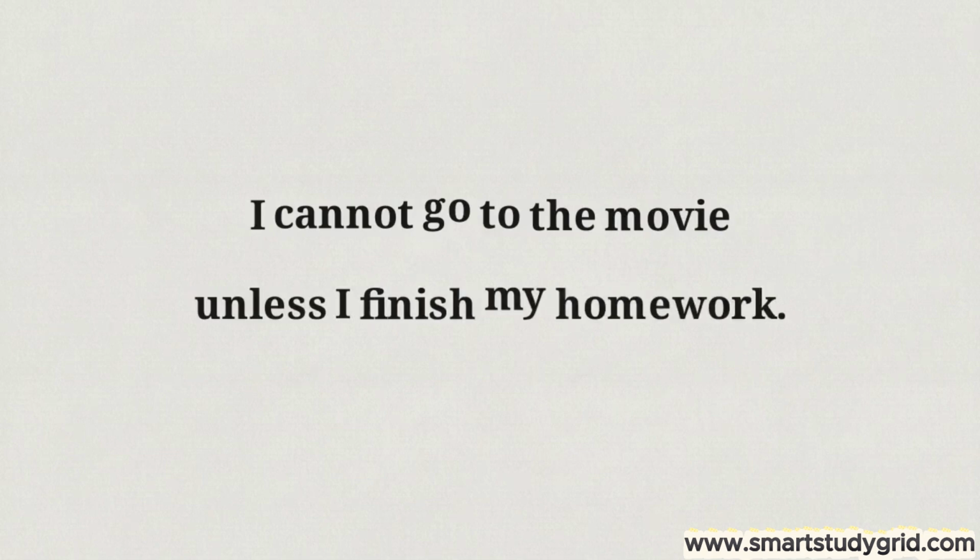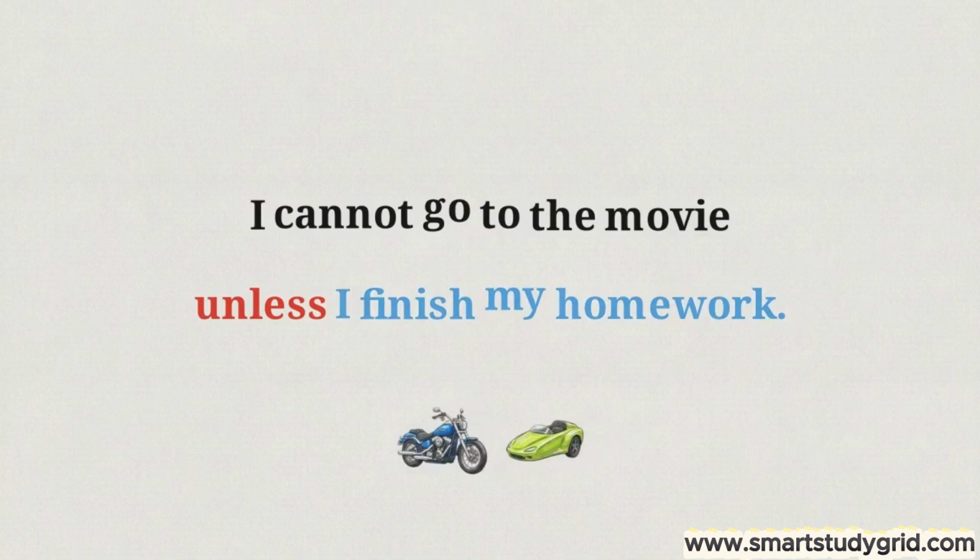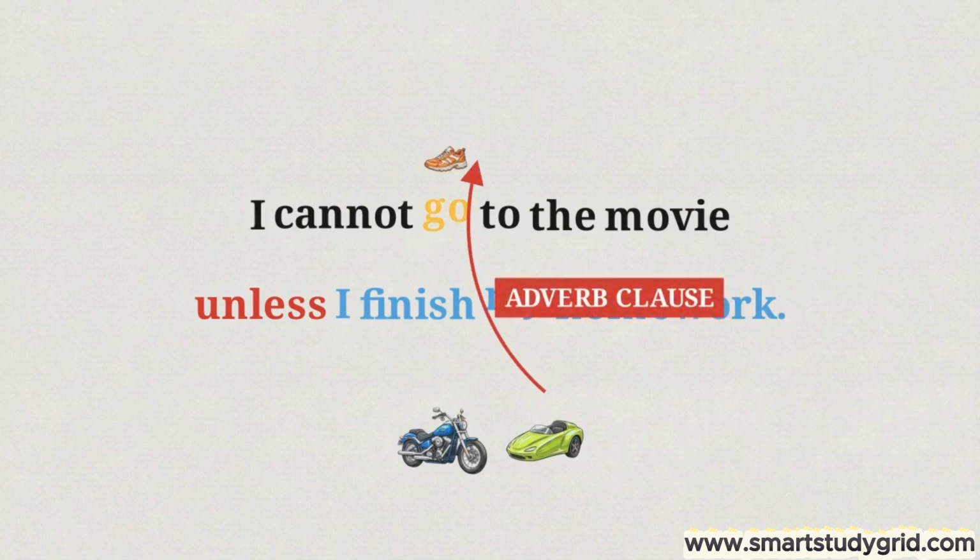Now it's your turn. Pause the video and look at this sentence. I cannot go to the movie unless I finish my homework. Identify the dependent clause, its type, and the exact word it modifies. The dependent clause starts with the connector word unless. Unless I finish my homework sets a conditional restriction on the action of going to the movie. Because it modifies the verb go, it's an adverb clause.